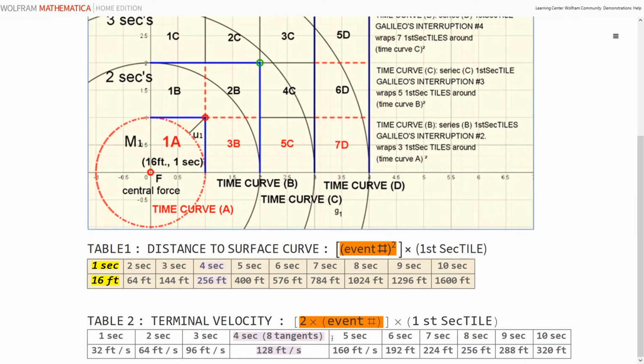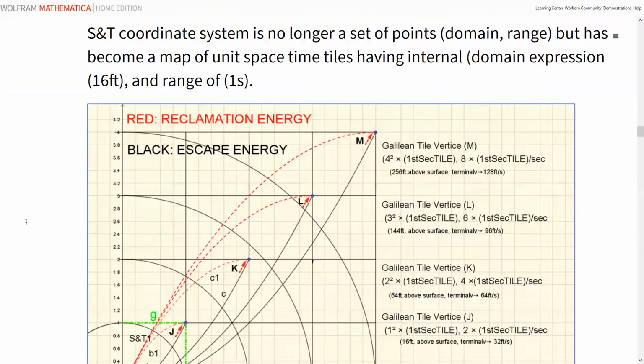Note table 2: 2 times the event number as coefficient to the first second tile is the first derivative of event number squared times the first second tile in table 1. I use energy tangents for Euclidean SNT1 and calculus for his SNT1 tensor map. The SNT coordinate system is no longer a set of points, domain or range, but has become a map of unit spacetime tiles having internal domain expression 16 feet in range of 1 second.